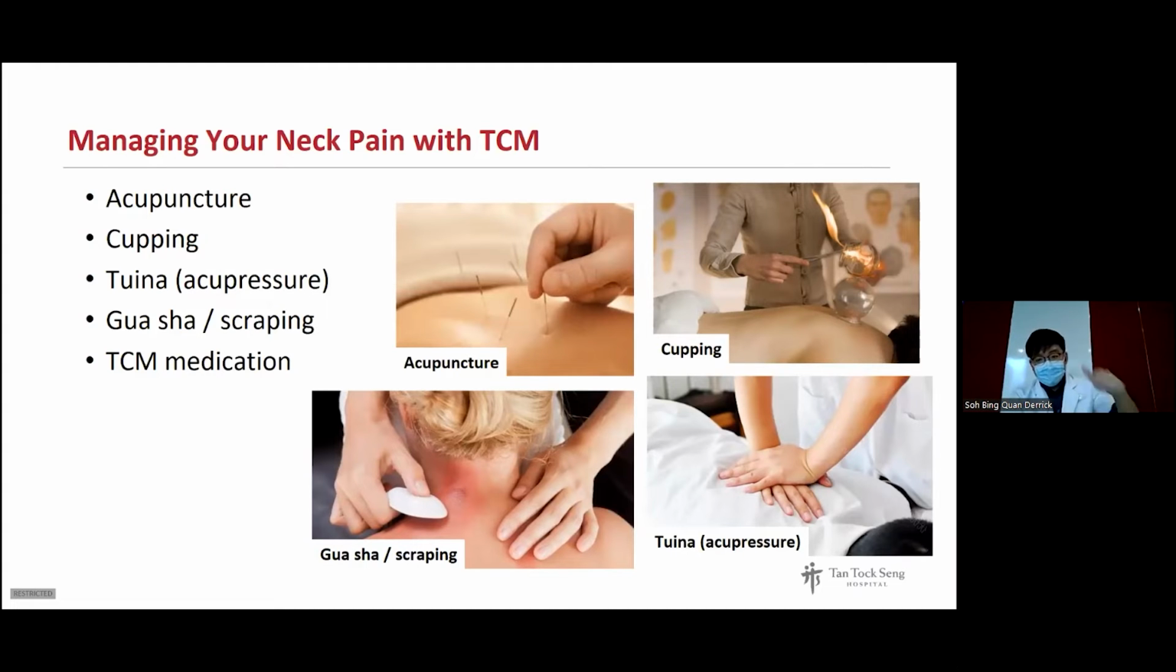It's different. So tuina massage is more painful in the sense that you will press directly onto the pain point to treat the pain condition. Okay, so for us, we mainly do acupuncture and cupping. So these are the few common treatment modalities that we will use when you visit a Chinese medicine physician.